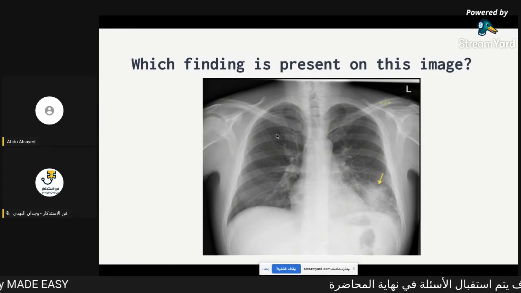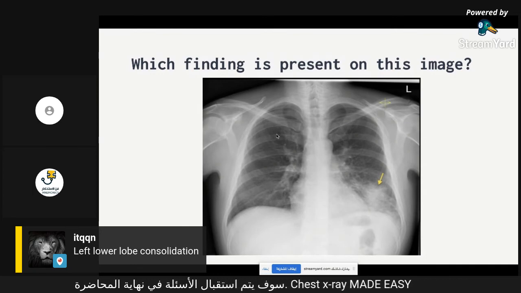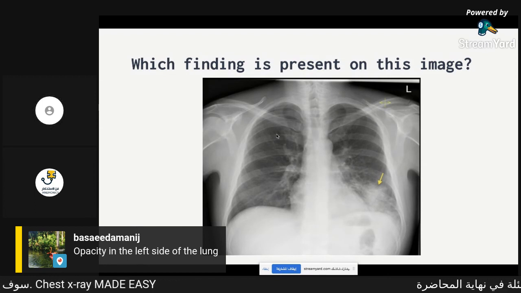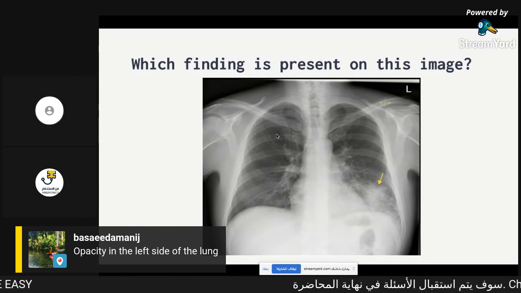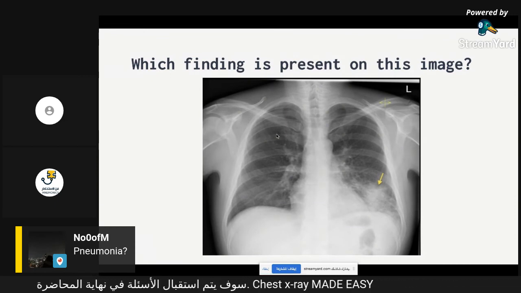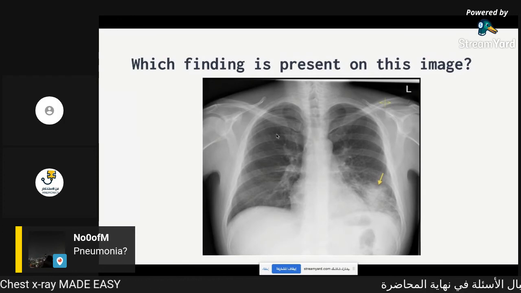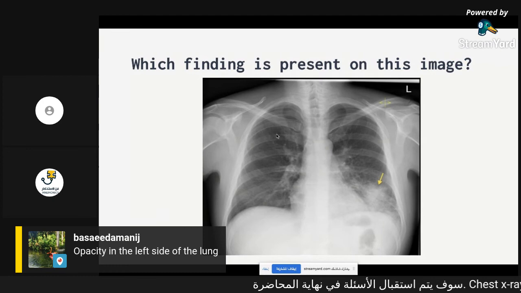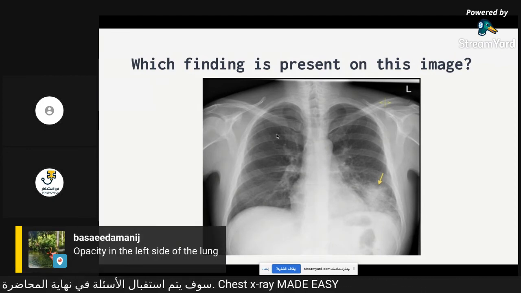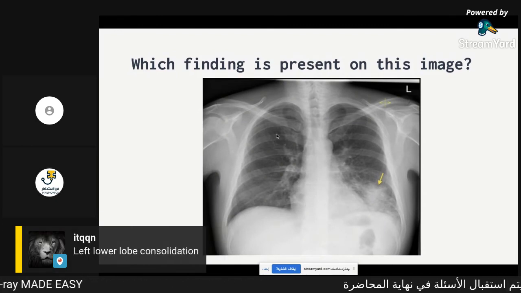One of the comments says pneumonia. Perfect. In which lobe? Another comment says opacity in the left side of the lung. A third says left lower lobe consolidation. Perfect. As we mentioned before, the left lower lobe is in contact with or touches the left border of the heart. But this is most likely a left lower lobe pneumonia.